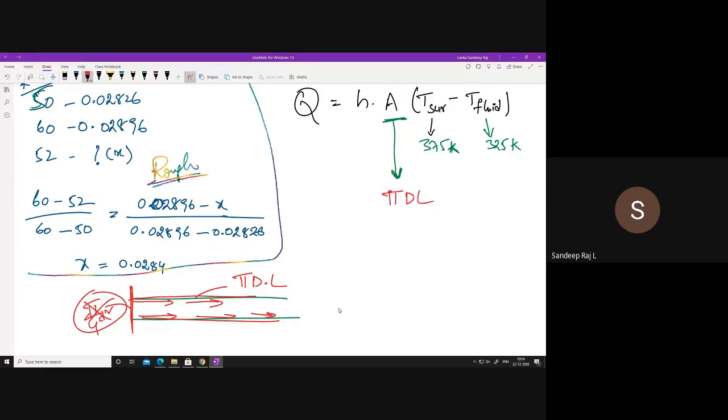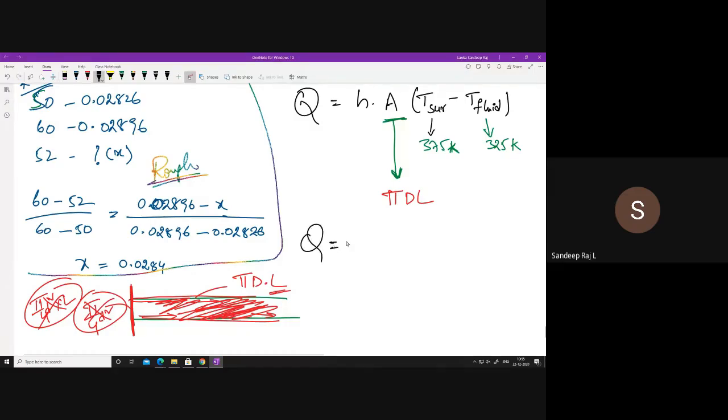The area is a very key issue. Learn the area properly: the area with which the fluid is interacting. Inside the tube, the fluid interacts with the whole inner surface throughout the length. That is pi d L. Pi by 4 d square into L is the volume, it is not area. So substitute pi d L and calculate it.